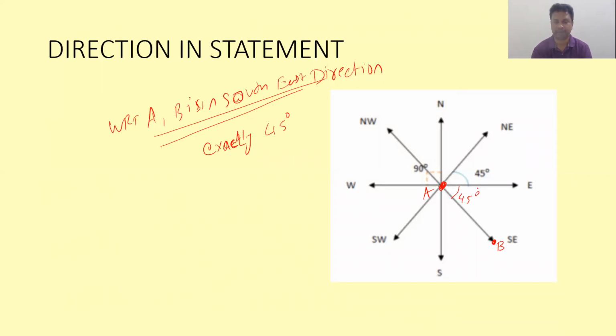In diagrammatic format, except the horizontal and vertical lines, the remaining region must be called the subsidiary direction. In statement format, if it is given like this, you should not have confusion. We know the entire region is the southeast direction, so you would have confusion where to place B. So if it is given as a statement, you plot exactly at a 45-degree angle. We'll do one question based on this.